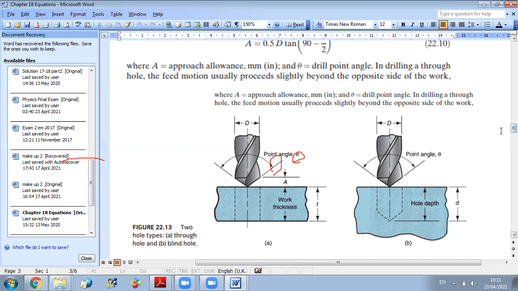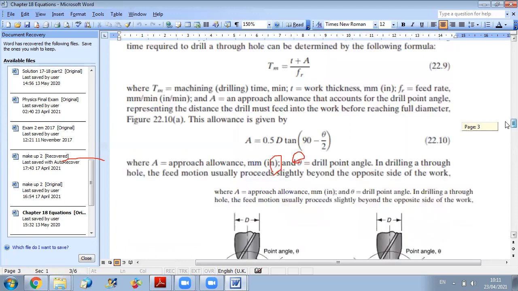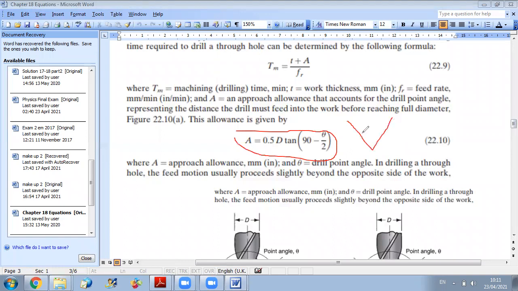Concerning A, the approach distance can be calculated as a function of the diameter of the drill and the angle theta, where theta is the point angle of the drill, which is this angle. Here in this problem, they gave us theta, they gave us D, so we can calculate the value of the allowance. And of course, they should give us the depth of the hole required.